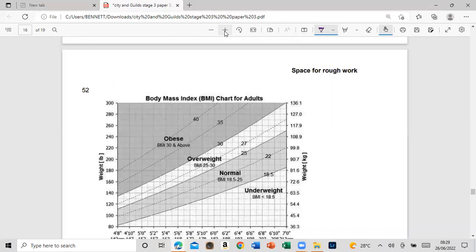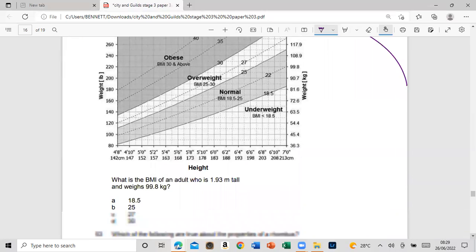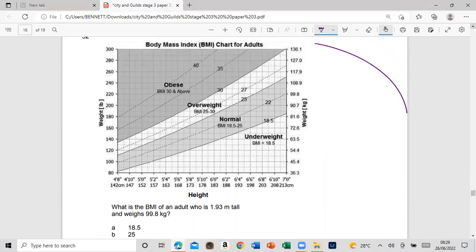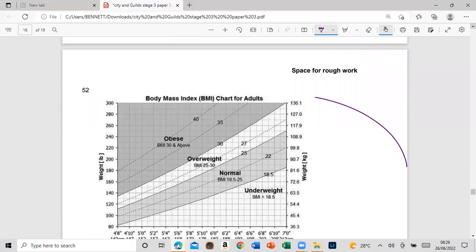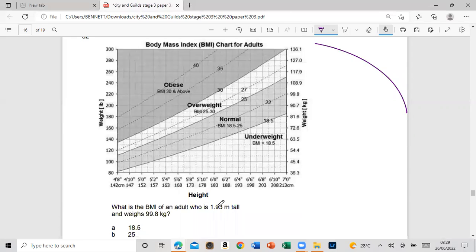All right, so they give us a table. As I said, go straight to the answer because there's so much information. They say, what is the BMI of an adult who is 1.93 meters tall and weighs 99.8? Let me see if they give us any other information. Let's look for the intersection. First, let's find 1.93 tall. This is the height, so 1.93 here at this line. The answer will fall somewhere here.